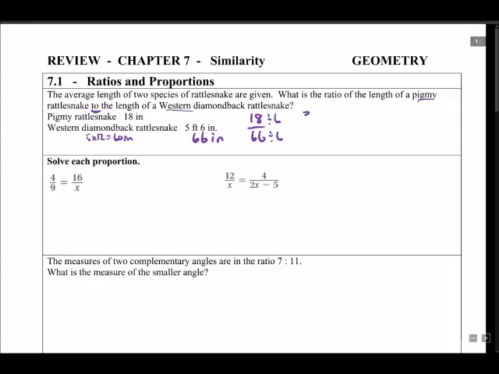18 divided by 6 is 3 to 11. A 3 to 11 ratio of the pygmy, not how you spell pygmy, of the pygmy rattlesnake to the western diamondback. We could also write that as a 3 to 11 inch ratio, pygmy to western diamondback. Yay, that was fun.